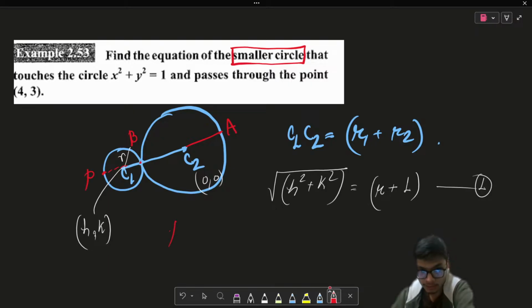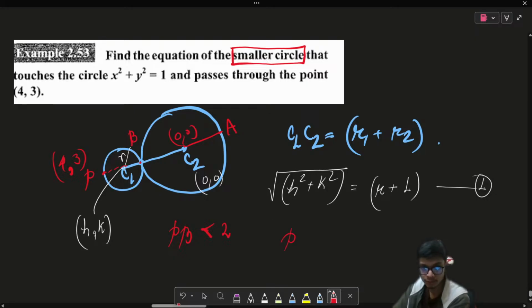So for the smaller circle, this PB distance should be less than 2, right? Now you have to note that, let us call this point P as (4, 3). So this is my origin (0, 0). From the origin, this PC2 distance is basically equal to 4. Let us say this is along the x-axis.